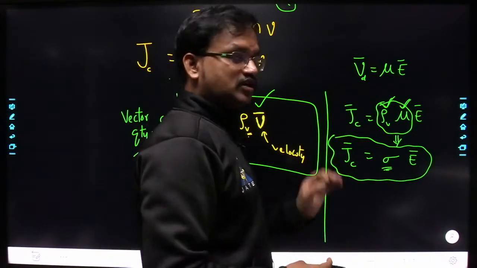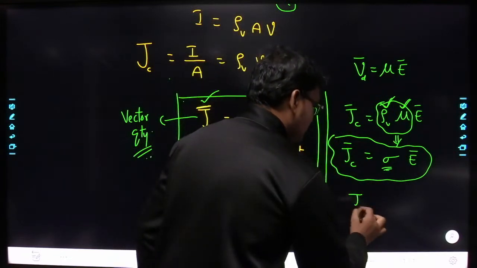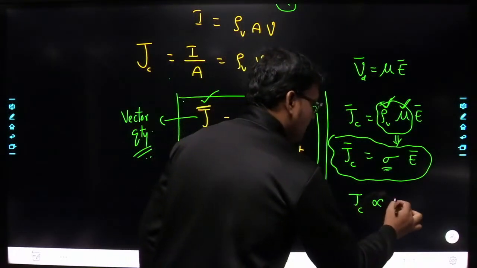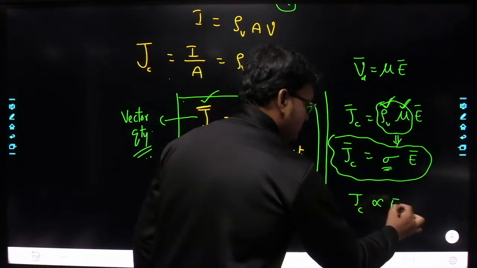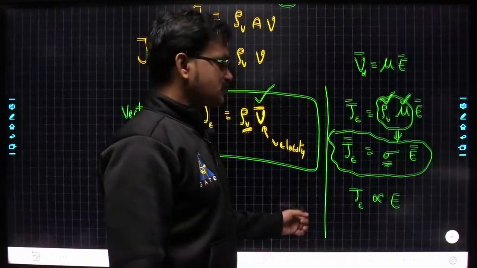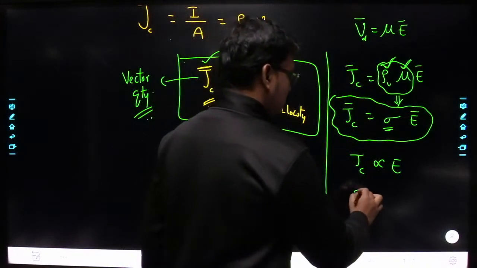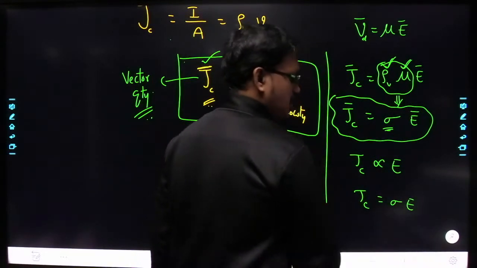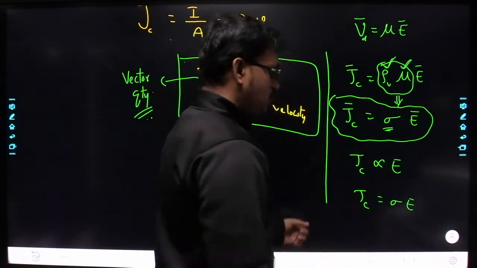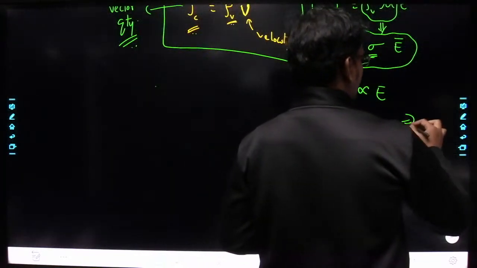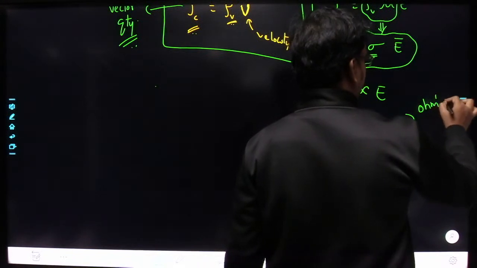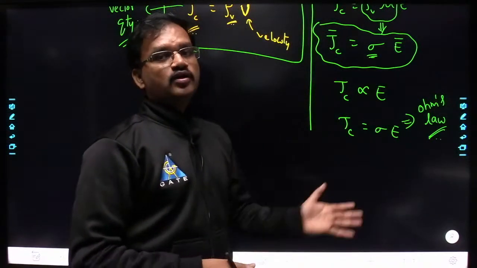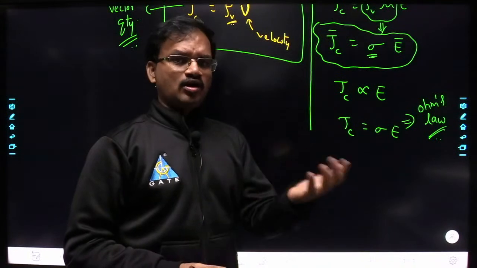If sigma is constant for a given conducting material, then Jc is proportional to the electric field. Whenever you equate these two, you have to introduce a proportionality constant, and that proportionality constant is nothing but sigma. So Jc equal to sigma into E is called the generalized form. This is actually called Ohm's law. From here only you got I equal to V by R and all these things, right?